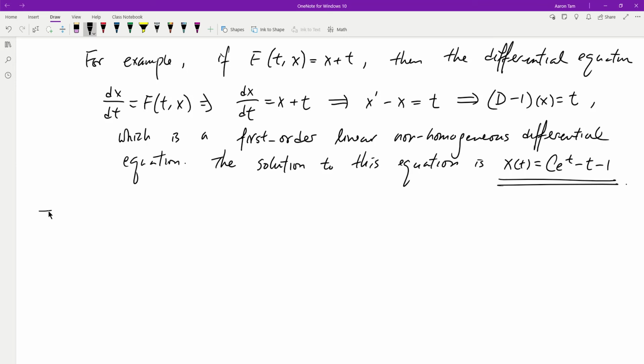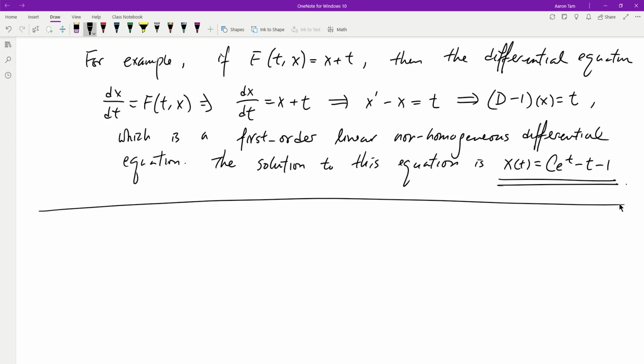So now comes the question, what if we have multiple of these? So the problem here is that if we have multiple of these, then we must imply that we have multiple dependent variables. Because in order for you to have multiple differential equations, they must be relating to different derivatives.